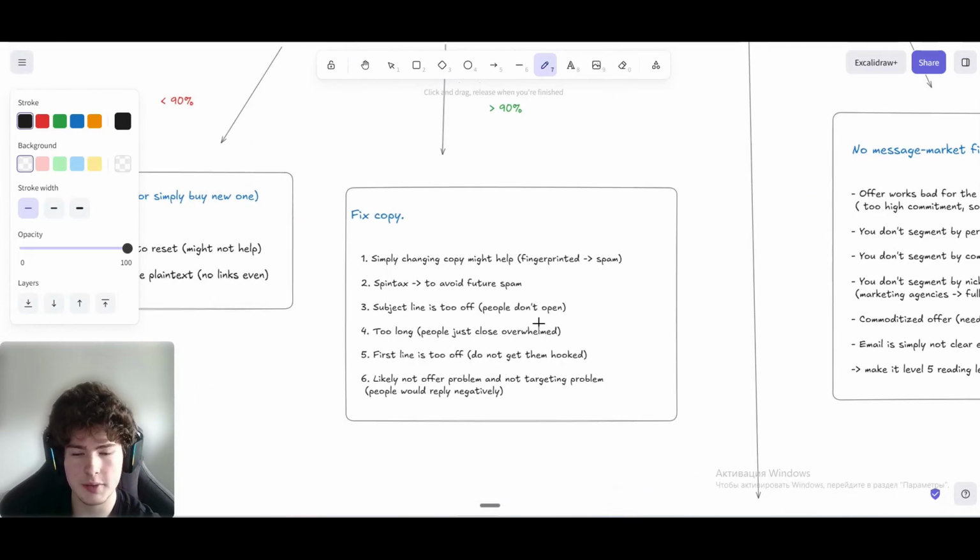Maybe it's too long. People are just overwhelmed, like they open it from their phone and it's bigger than the screen, and they don't even see the end. Then of course they're not going to reply. They're not even going to bother reading it.